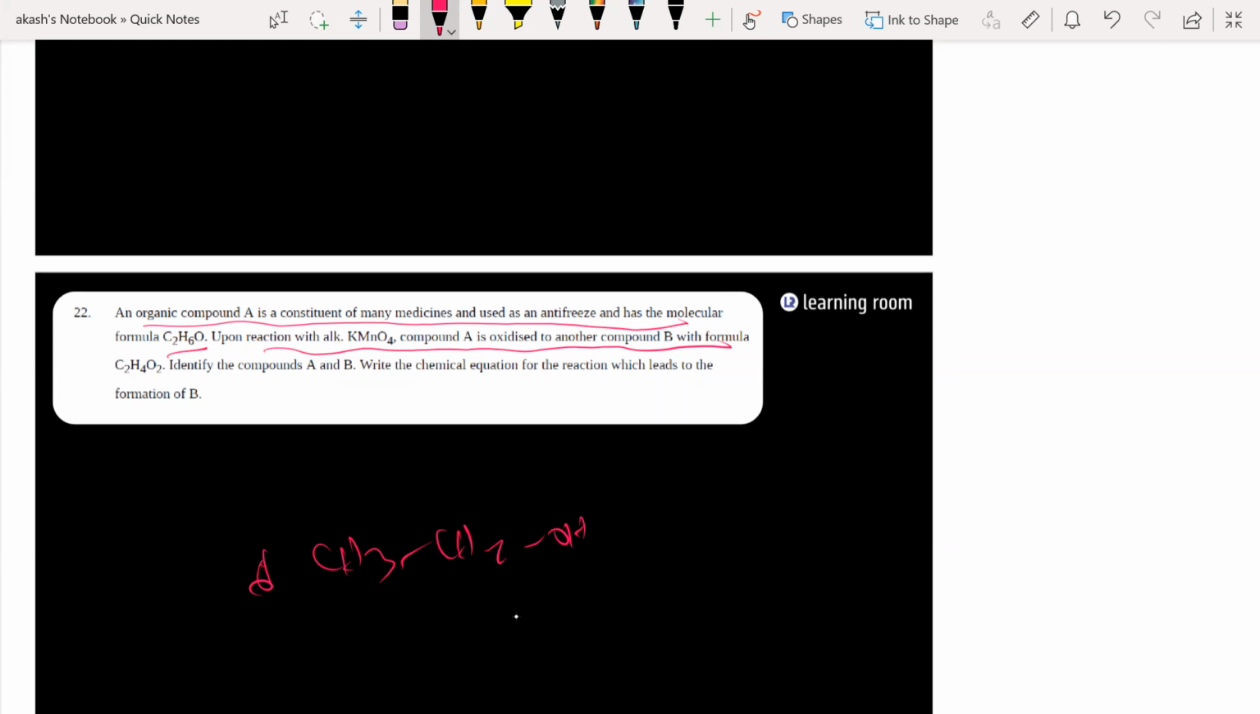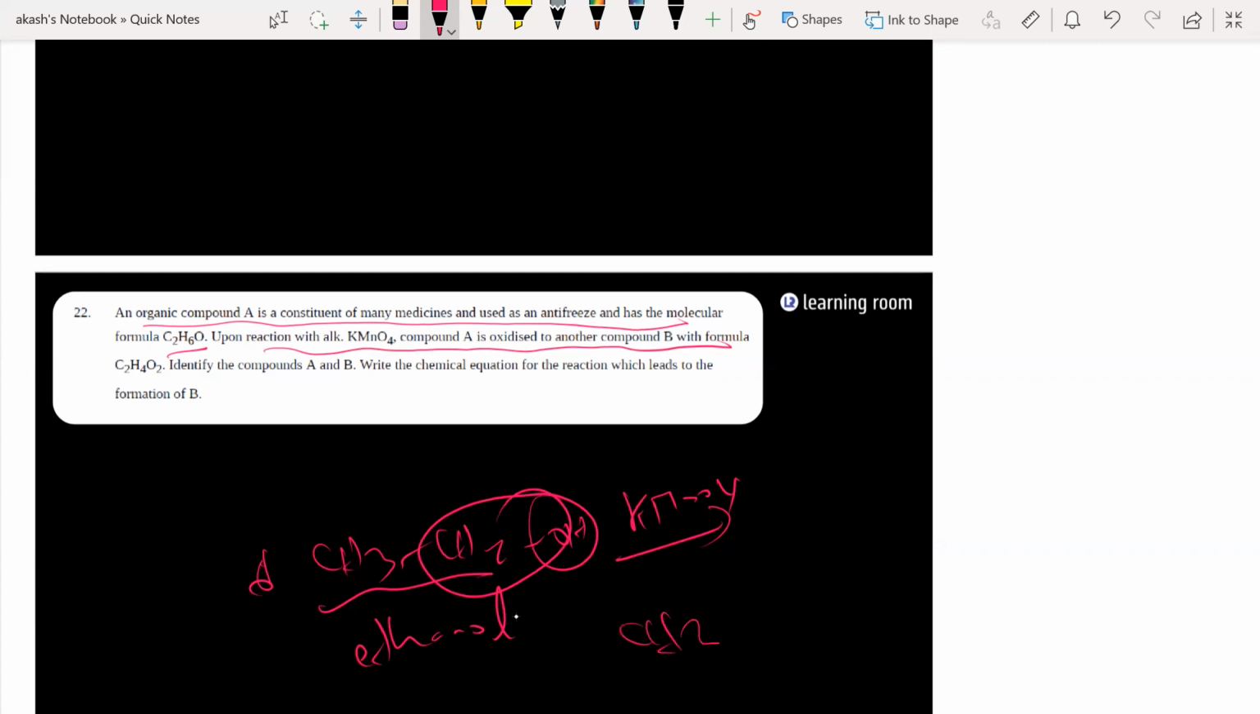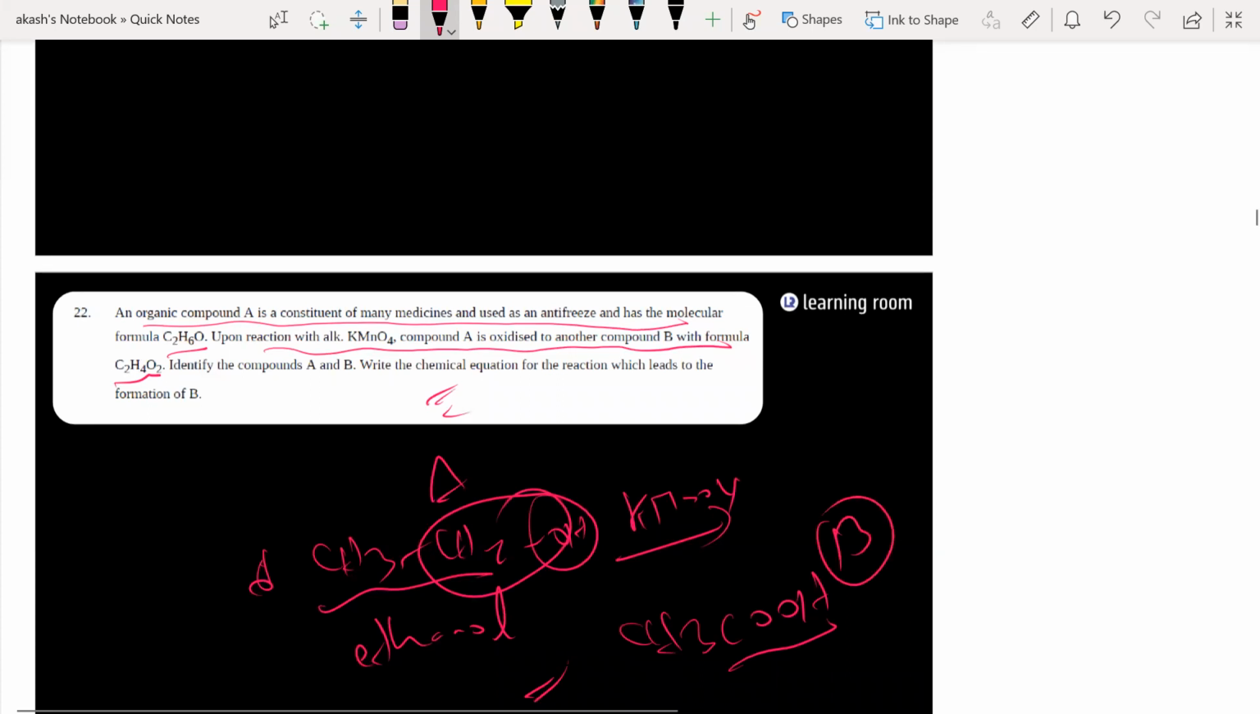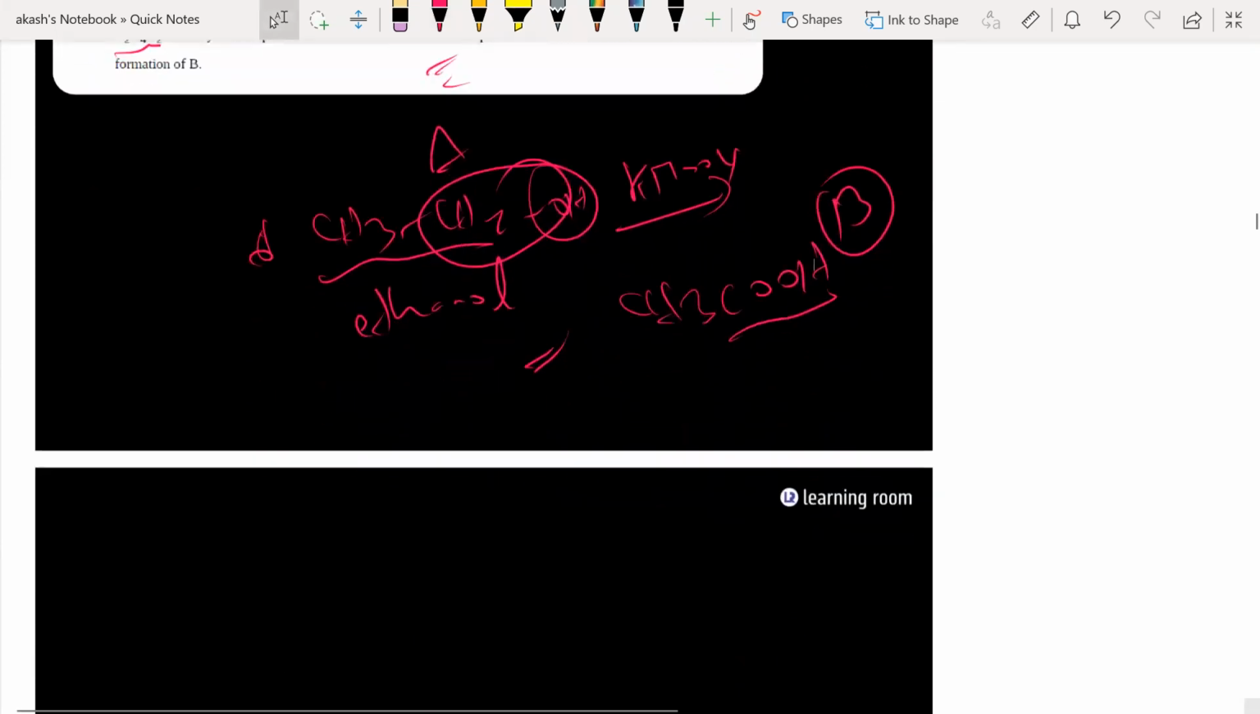So this is used in antifreeze. Here we can say that this ethanol is going to react with KMnO4 to get oxidized. Now this CH2OH part is entirely going to convert into COOH. That is how you're going to get C2H4O2. That's it. Now write the chemical equation. This is the chemical equation. This is A and this is your B. Right? Okay, next.